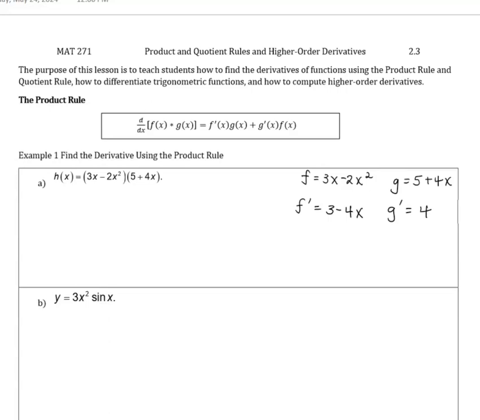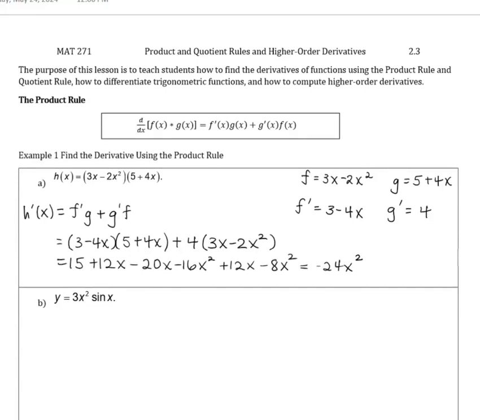So now that I have f prime and g prime identified, I can go back and fill out h prime of x, which is equal to f prime multiplied by g plus g prime multiplied by f. I'll begin to fill this out. I have my first factor of f prime, that's going to be multiplied by g. And then I have my second term of g prime f, which will be 4 times 3x minus 2x squared. Expanding and combining like terms leaves us with this final answer for our derivative.